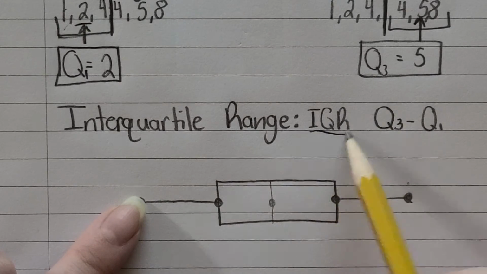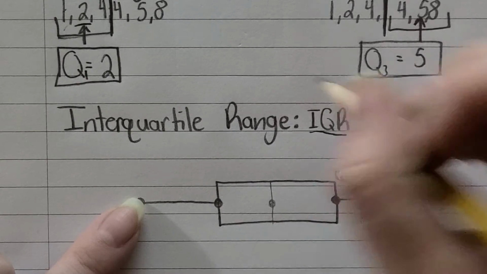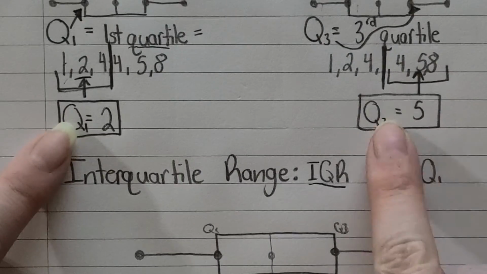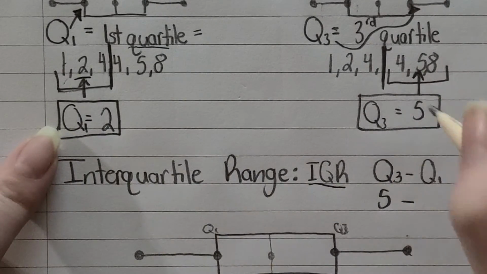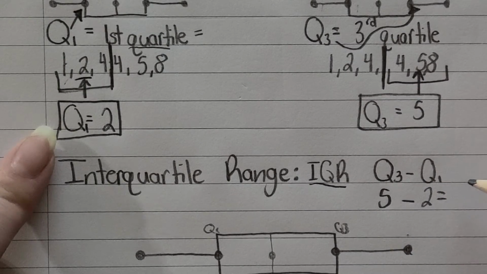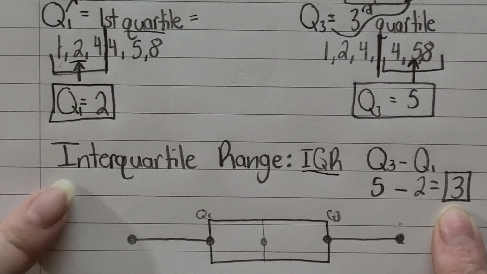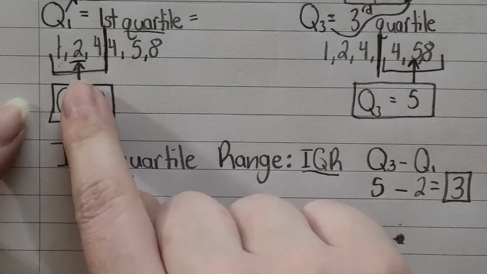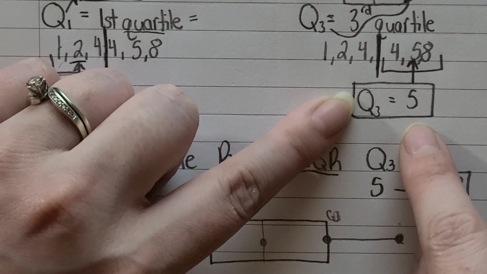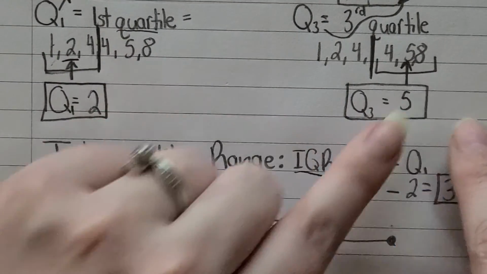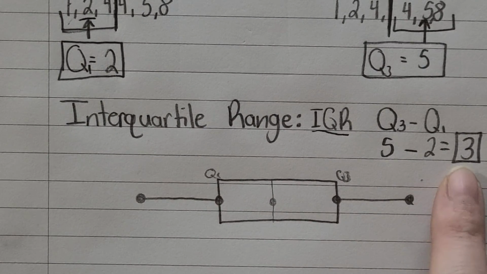Interquartile range, IQR, is your Q3 minus your Q1. Okay, so remember our Q3 we got 5, the median of the top half. Q1 we got 2, median of the bottom half. So our interquartile range equals 3. Okay, so if they say what is your interquartile range, you'll have to go find your Q1, the median of your bottom half, and Q3, the median of your top half, and then subtract them. You have to do all of those steps to find your interquartile range.